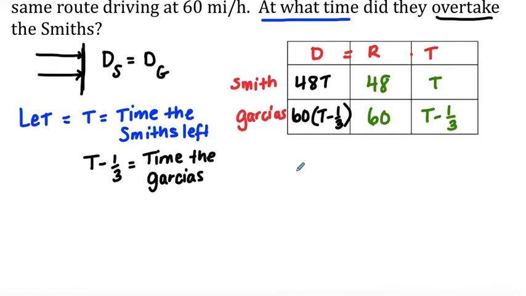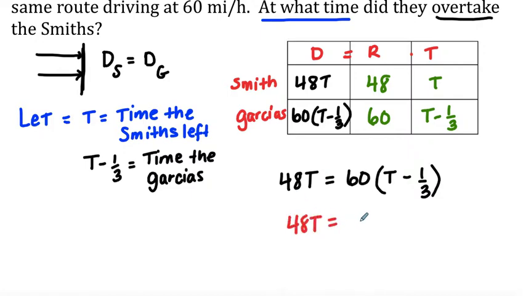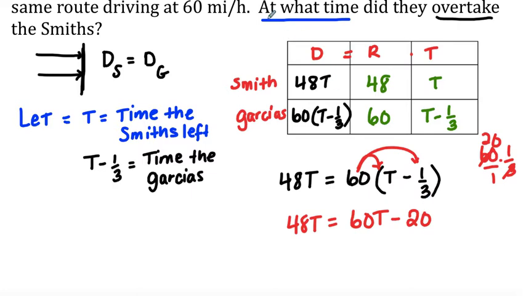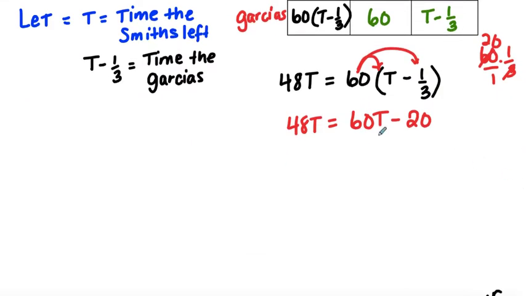Now the distances are going to be equal, so we get 48t equals 60 times t minus 1/3. Love fractions because it helps me practice my algebra. We're going to distribute the 60. 60 times 1/3: 3 goes into 60 20 times. So 60t minus 20. I tend to want to keep my variables positive, so I'm going to bring the 48t over to this side and add the 20 over to this side. So I get 20 equals 12t.